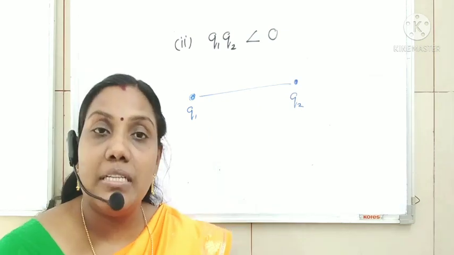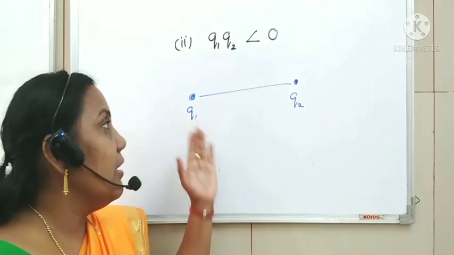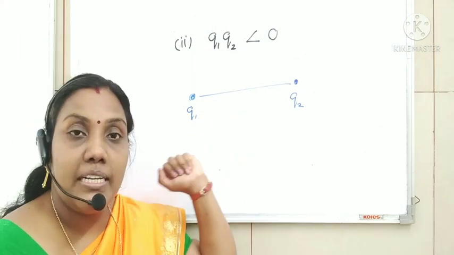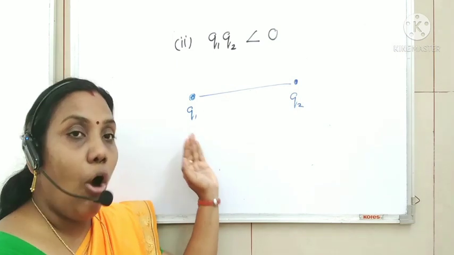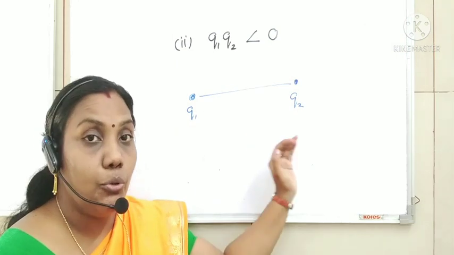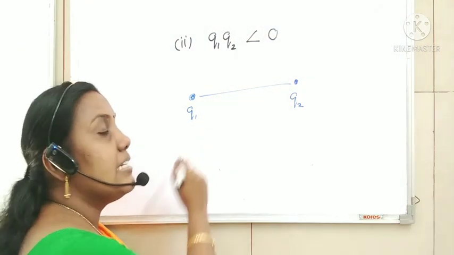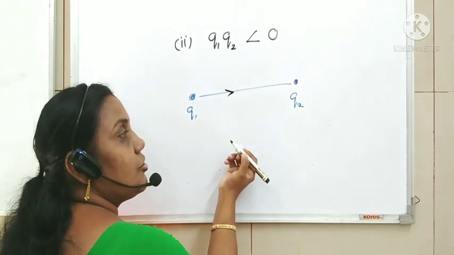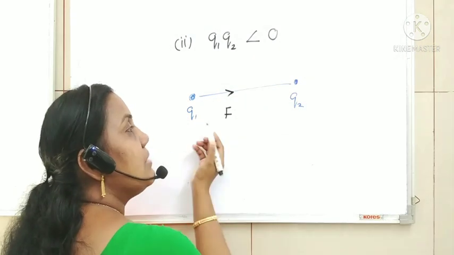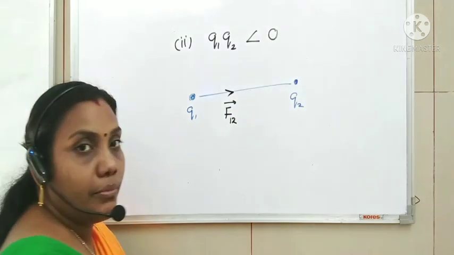So how do you represent the two forces, vector F12 and vector F21? Here, since one is positive and the other is negative, both get attracted. So, the force acting on Q1 by Q2: Q2 attracts Q1, isn't it? Q2 attracts Q1, and hence in which direction does Q1 move? Q1 moves towards the charge. So this is the direction of the force acting on Q1 by Q2.